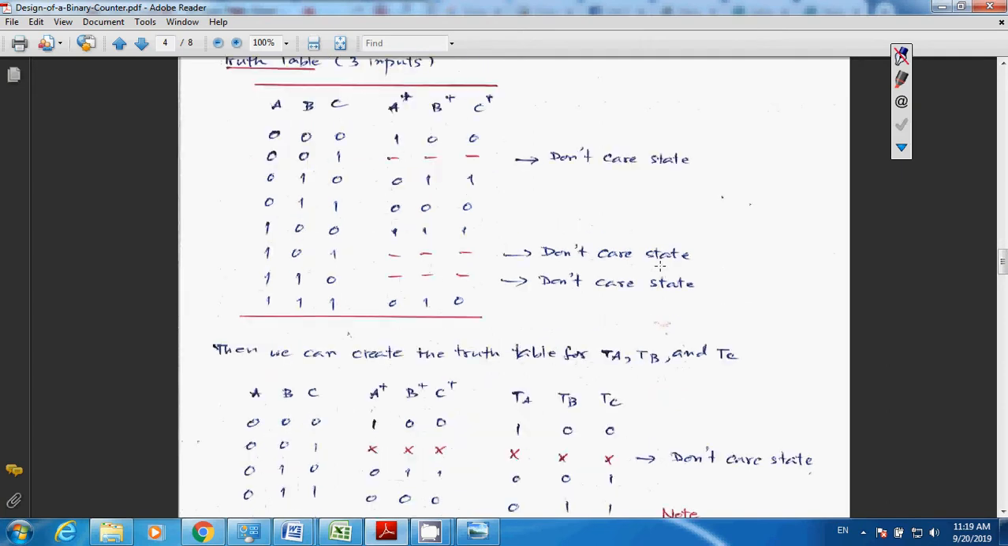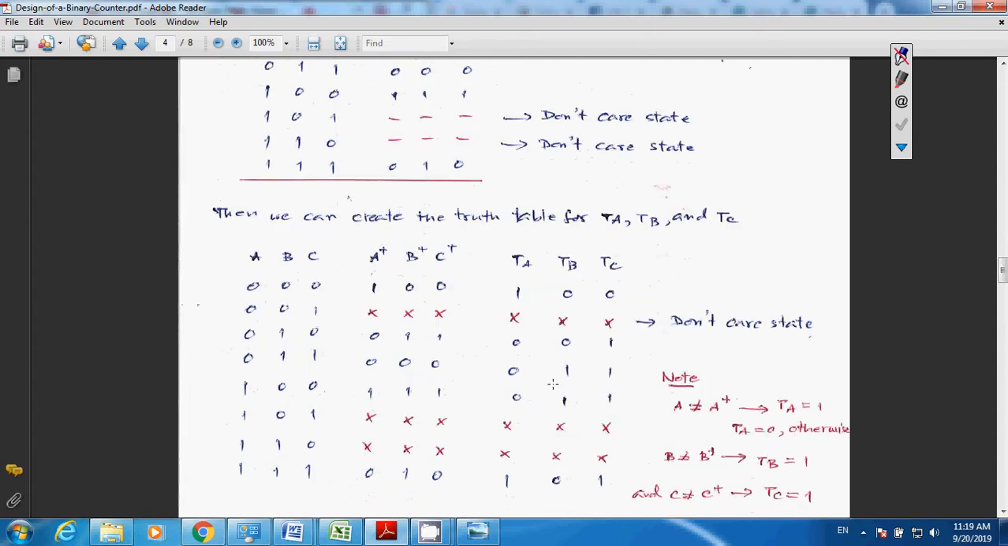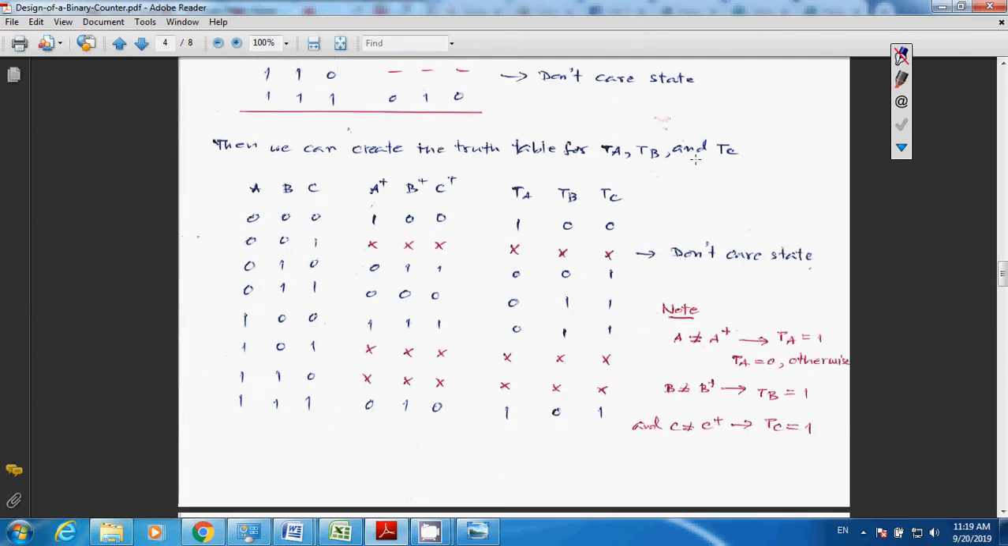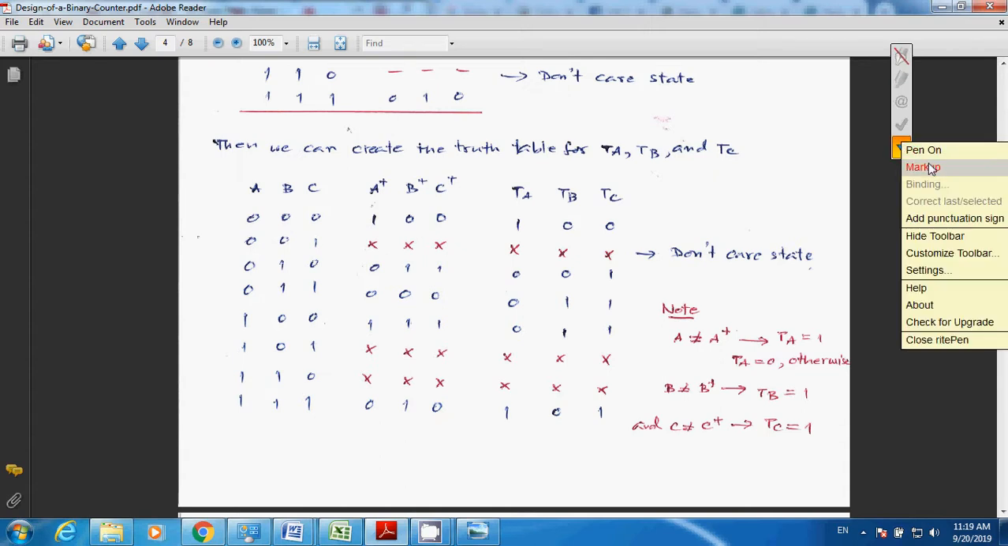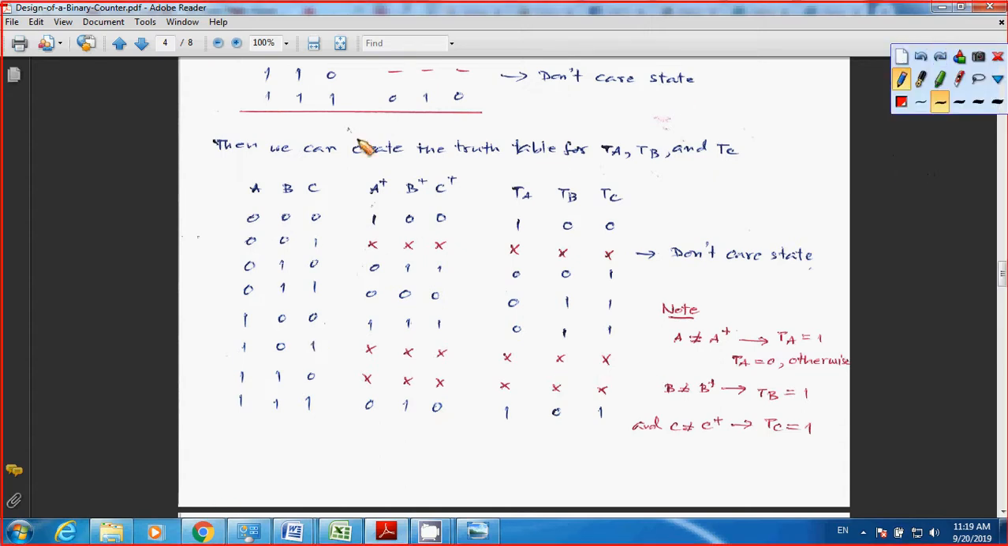Okay, so now you probably get the point. And then the next step, we are going to do the complete truth table. That means including TA, TB, and TC. You do the same thing. So you write down the present state and the next state according to the state graph above.